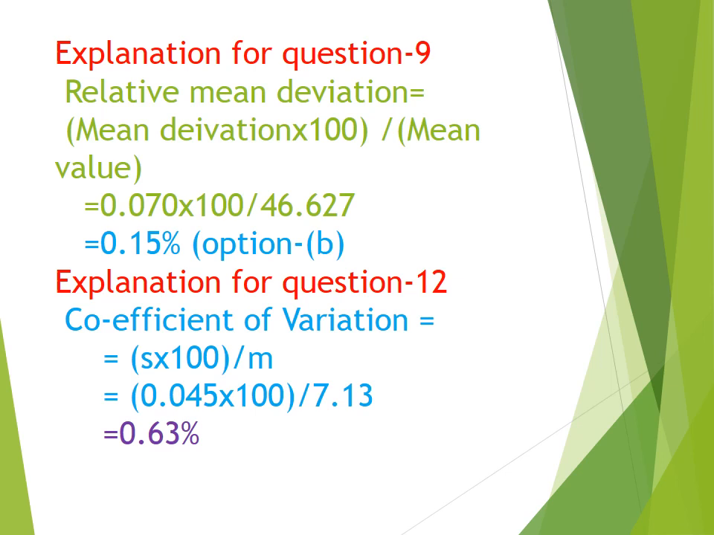Similarly, for calculating coefficient of variation in the next problem, question number 12, the coefficient of variation is equal to standard deviation S into 100 divided by mean. You substitute the value of standard deviation and mean, you will get the coefficient of variation. It is 0.63%.